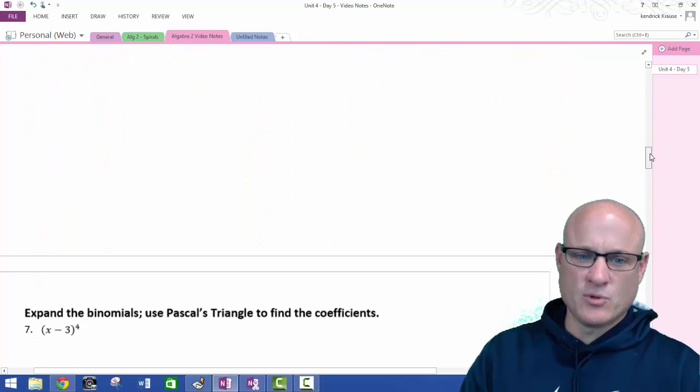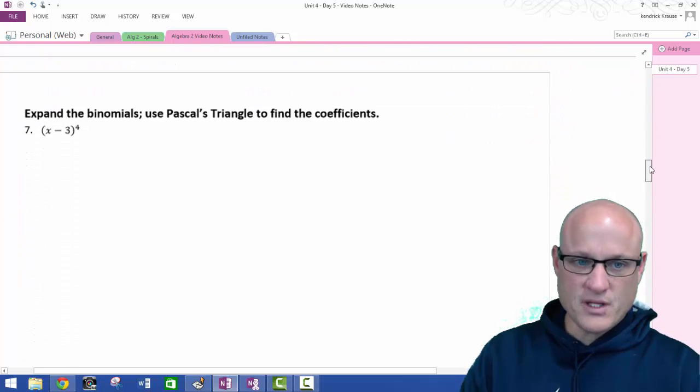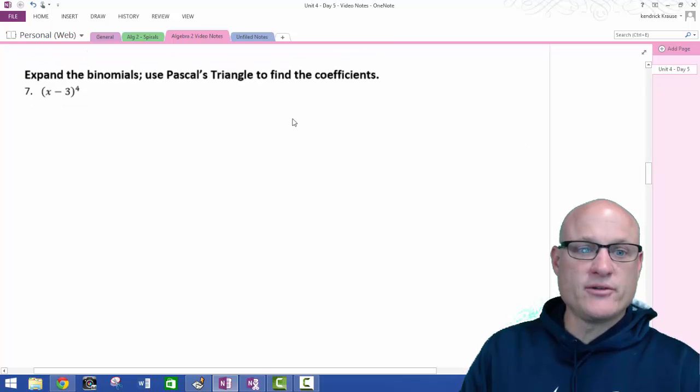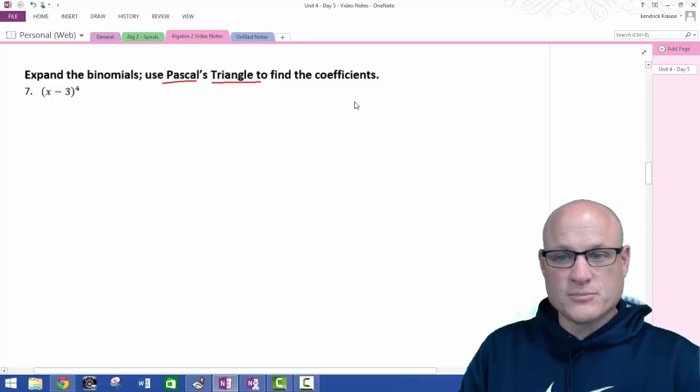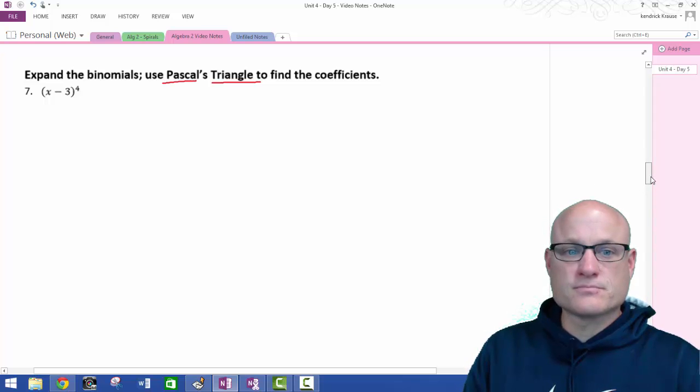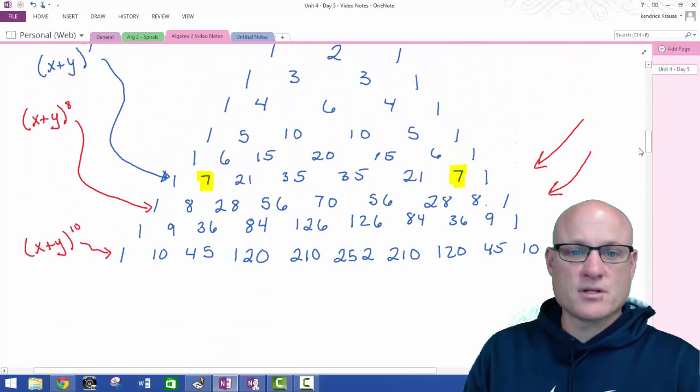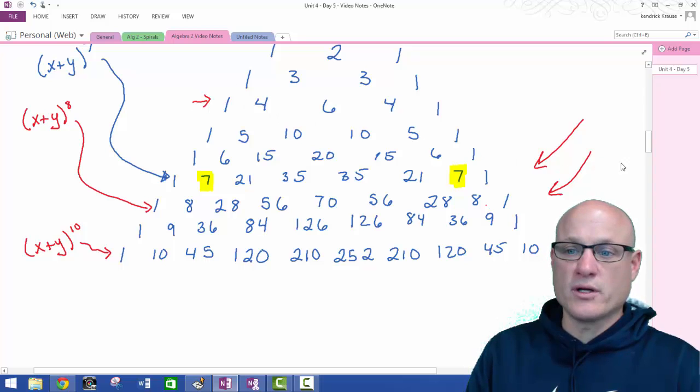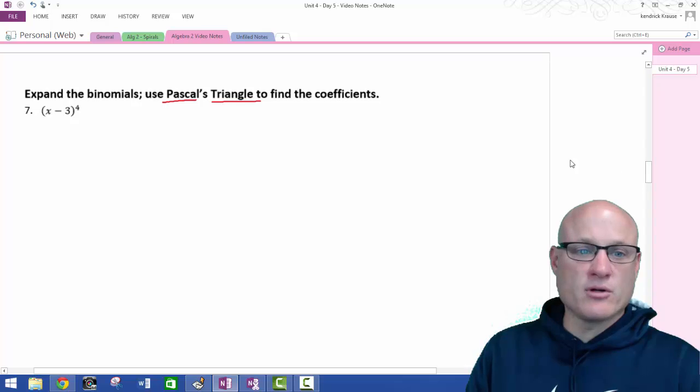For today, we're going to start working here. So I want x minus 3 to the 4th power. And I'm going to use Pascal's triangle to do it. So, come up here. I'm going to use row 4: 1, 4, 6, 4, 1.